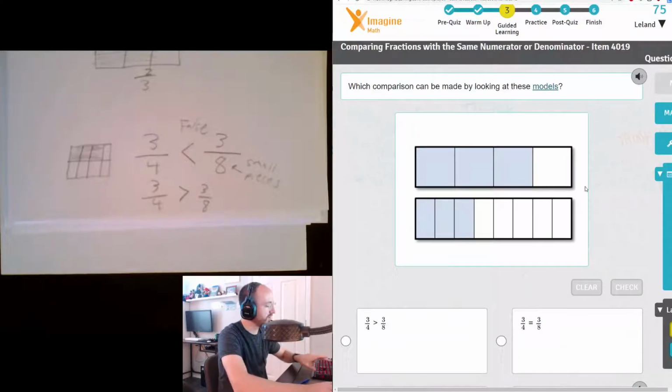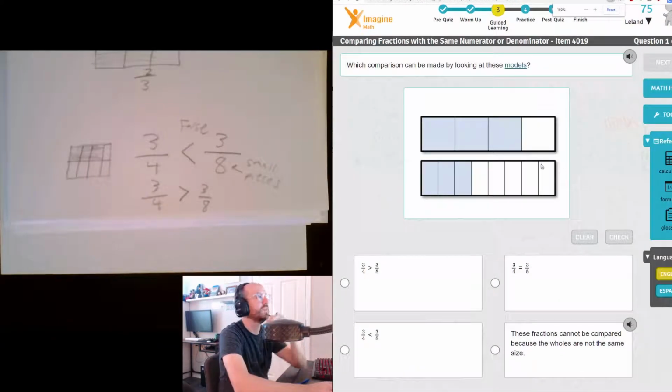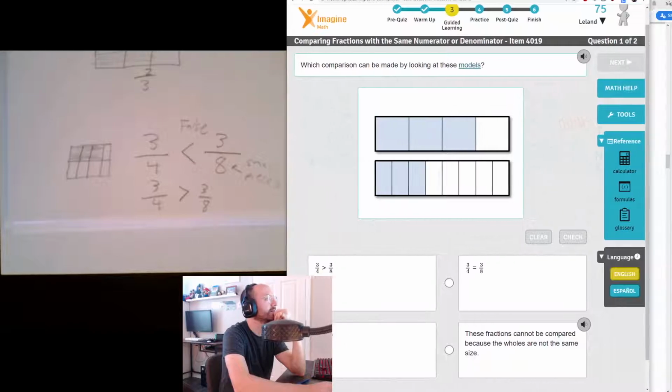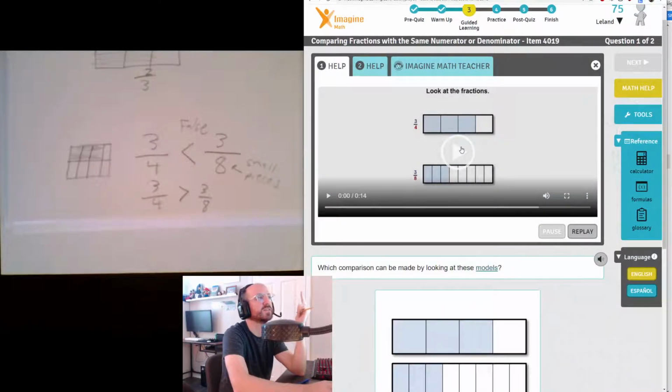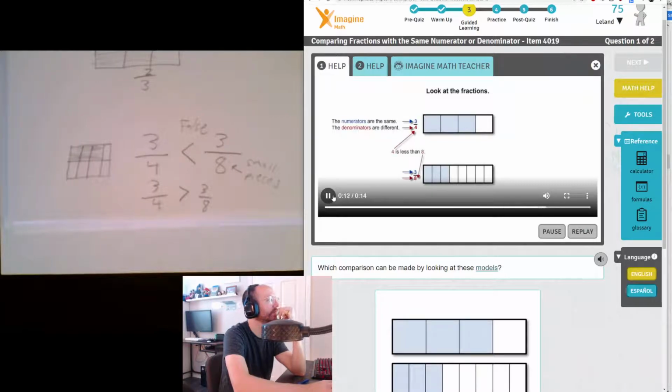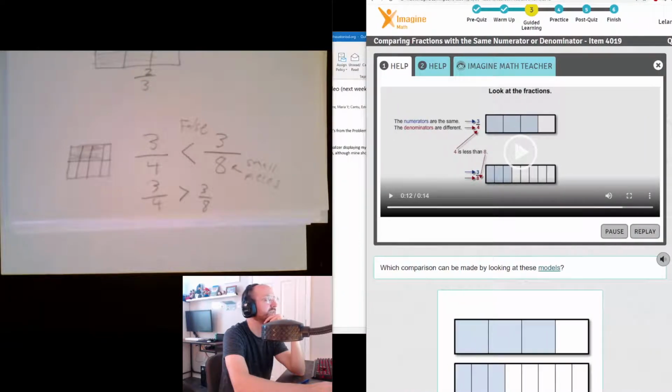Now, something else I want to remind you about with these: when you do guided learning, you can click this math help button, and there are videos for you to watch. Look at the fractions. The numerators are the same. The denominators are different. True. 4 is less than 8. When the numerators are the same, the fraction with the lesser denominator is greater. True. The bigger the denominator, the smaller the pieces.